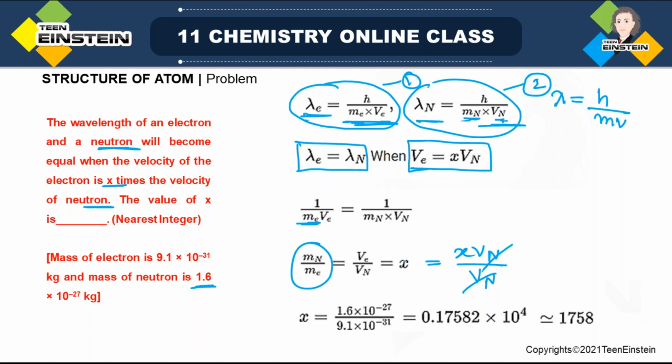So ultimately, x value you will get if you put the mass of neutron 1.6 10 to the power minus 27 kg, and in the denominator it is the mass of electron. Both these values are given in the question, right? So its ratio, it will be 0.17582 10 to the power 4, which is, just remove this decimal to 4 times 1752. You have to take the nearest integer. So it will be 1758.